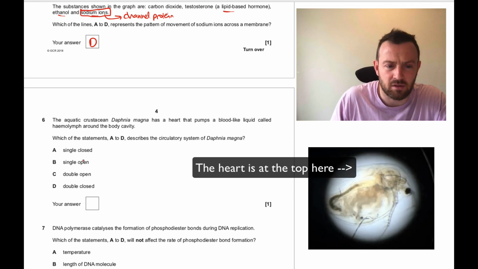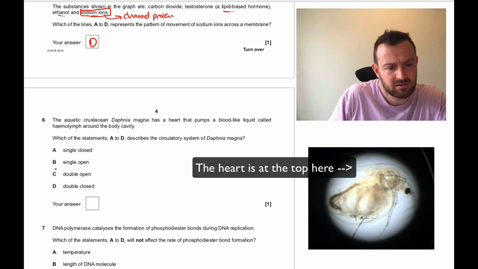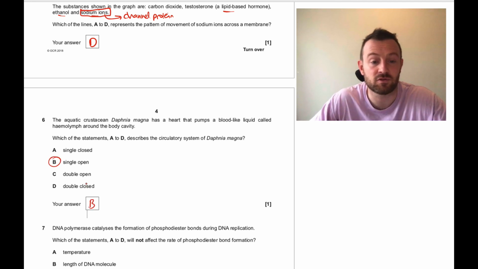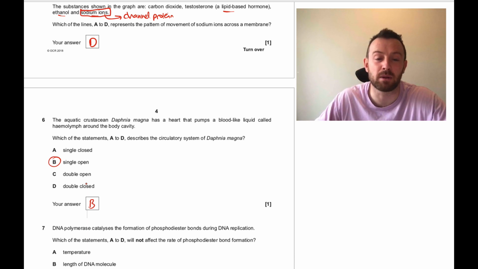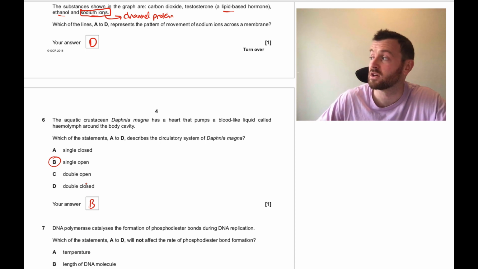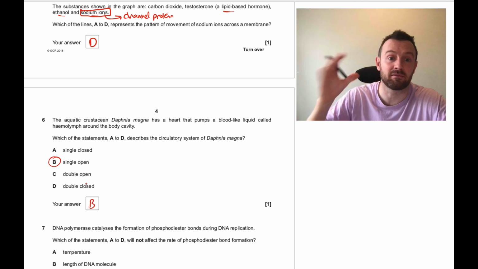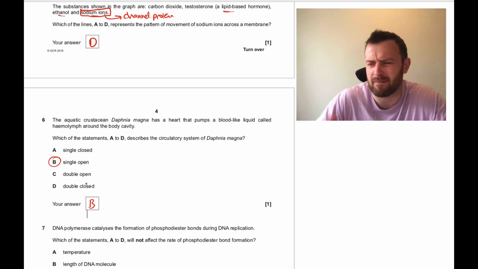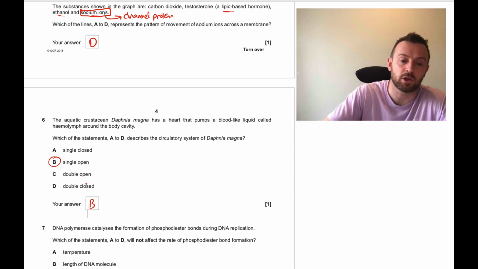It's probably single. I don't think there is any double. No, there's no double open, I don't think. So it's a single open one. Open circulatory systems don't have blood vessels. They just have the heart, which pushes hemolymph generally around the body. And I don't believe I know of any open ones which have a double system. That couldn't be true. So yeah, single open.